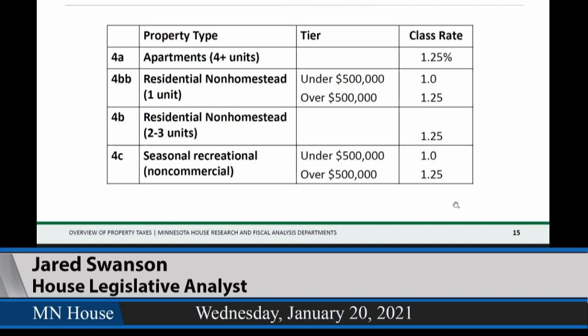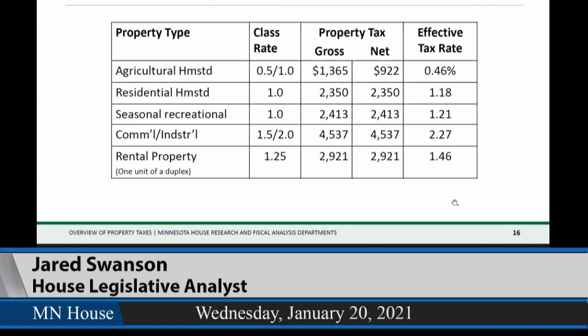All right, next slide. So the effect of this classification system can be seen on slide 16. In this example, there are 5 different property types. Each property has the same value. So in this example, it's $200,000. If there were no classification system in place, then all property types would be taxed the same, and the gross tax on each property type would be equal. Instead, the property tax system in Minnesota has class rates that distribute the burden differently, shifting tax onto classes with higher rates and shifting tax away from classes with lower rates.